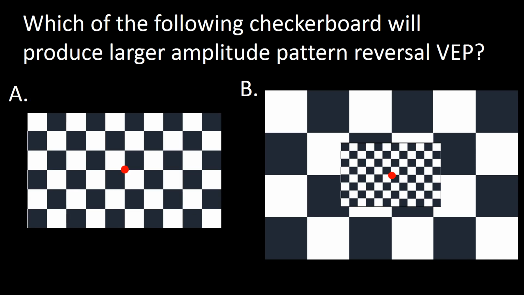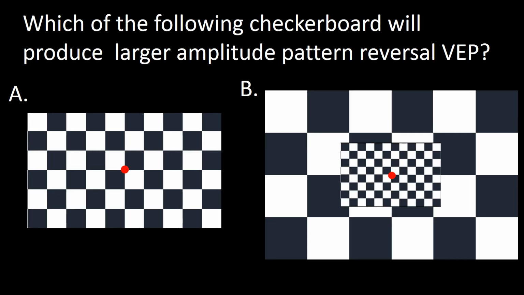Next question. Which of the following checkerboards will produce larger amplitude pattern reversal visual evoked potentials, A or B? Checkerboards with small checks in the central area and larger checks in the peripheral area produce P100 with higher amplitude than those produced by using checkerboards with medium size, small size, or large size checks by themselves. So the answer to this question is B.